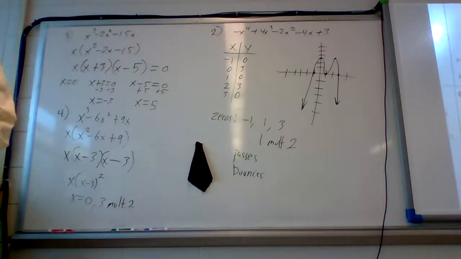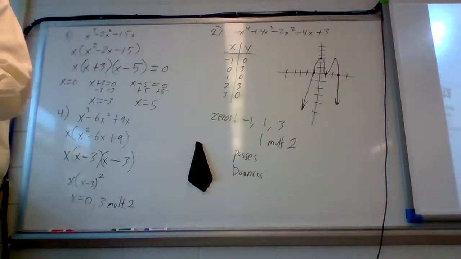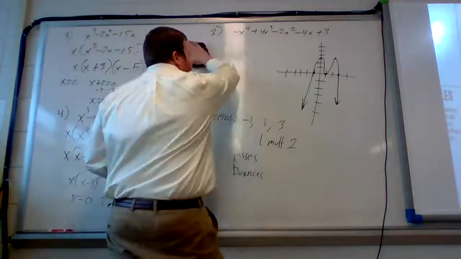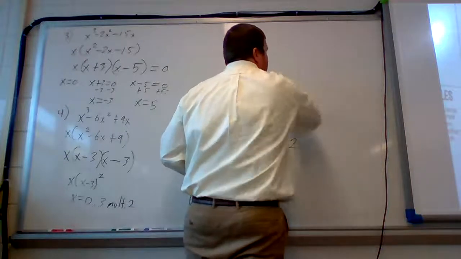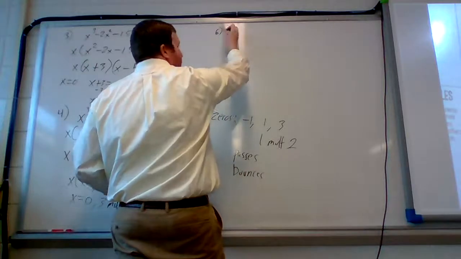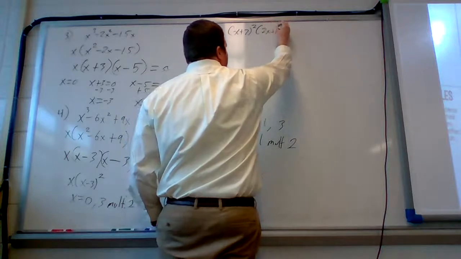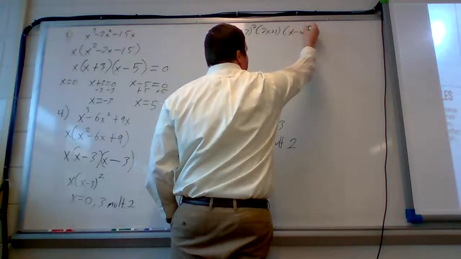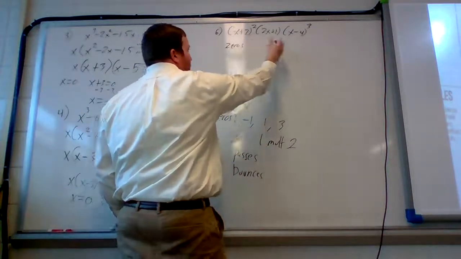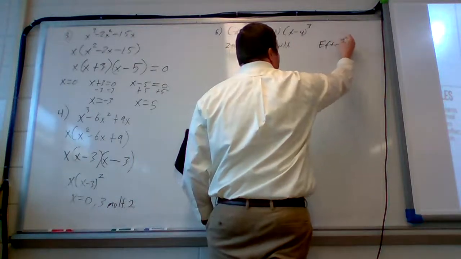So let's look at a couple of these together. Number 6, they already have it factored for us. So what are our zeros on number 6? Again, if it's already factored, all we have to do is set those factors equal to 0. So we have (x plus 7) squared, (x plus 1), and (x minus 4) cubed. We want to know the zeros, the multiplicity, and the effect at that zero.